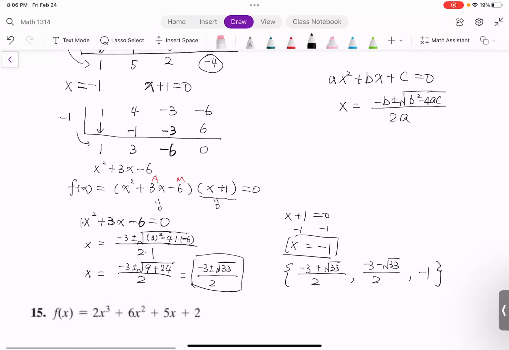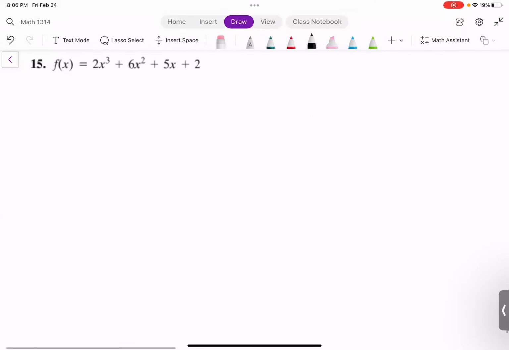Okay, ready to move on? Let's see, number 15. Oh, last one is 23. Okay, first step, find all the rational zeros for the function f.